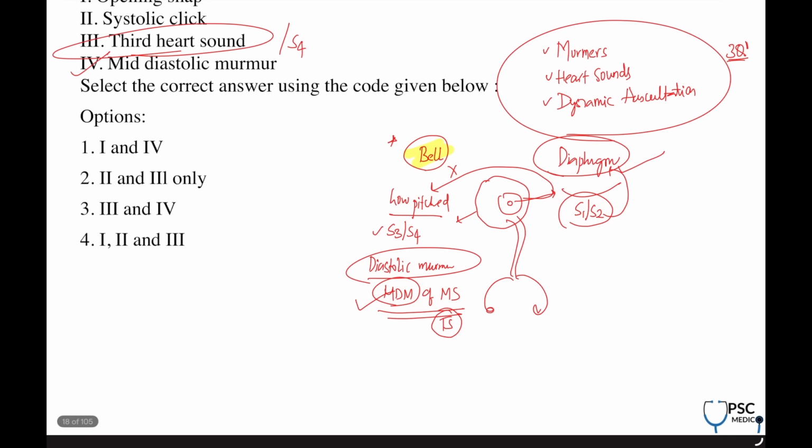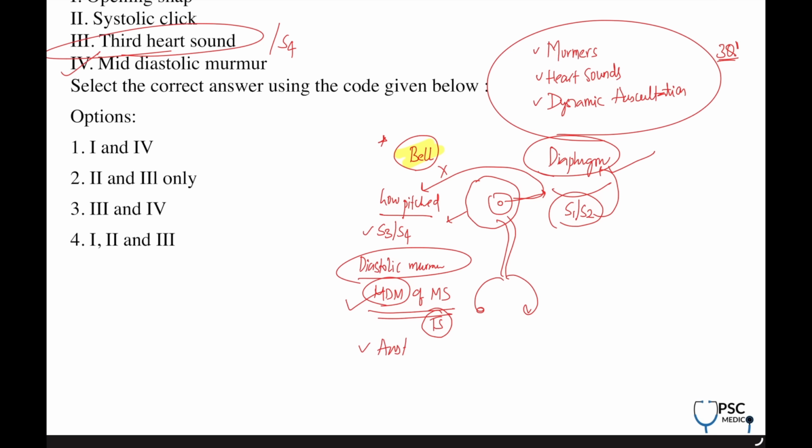And one more murmur commonly asked in the exam, that is Austin Flint murmur. Carey Coombs murmur was asked this year. We'll talk about that. These are all low pitched murmurs, Carey Coombs murmur, Austin Flint murmur. They are heard best with the bell of a stethoscope. You have to place the bell very lightly on the chest and you will be hearing Austin Flint, Carey Coombs, mid diastolic murmur of mitral stenosis, S3 and S4.